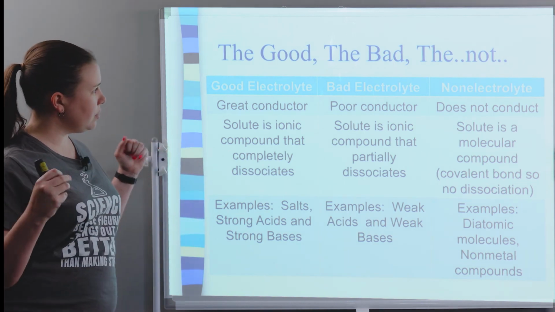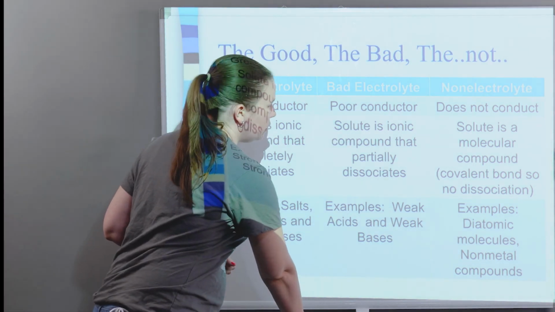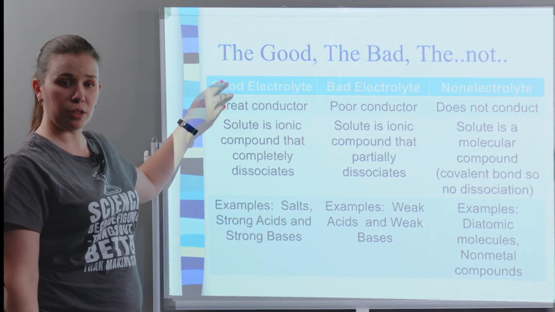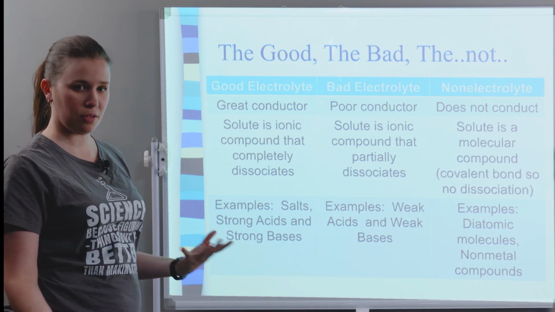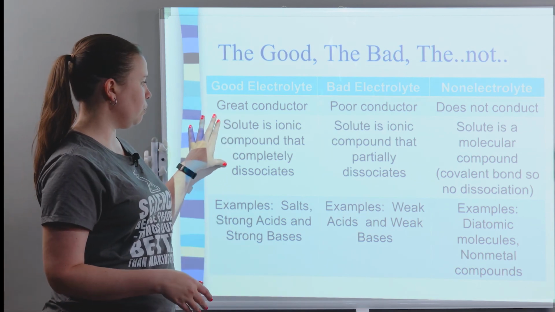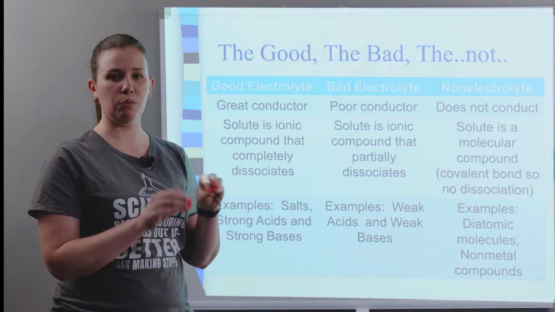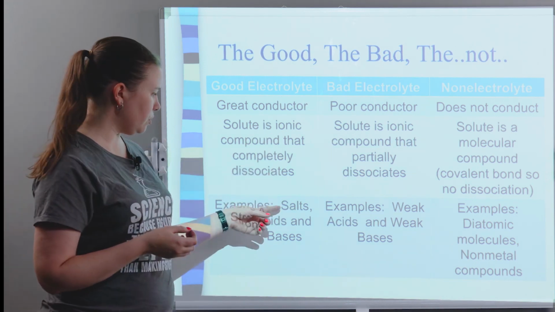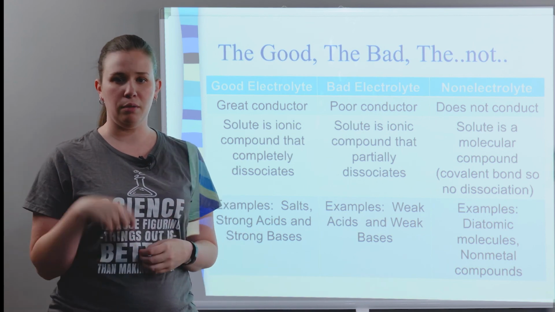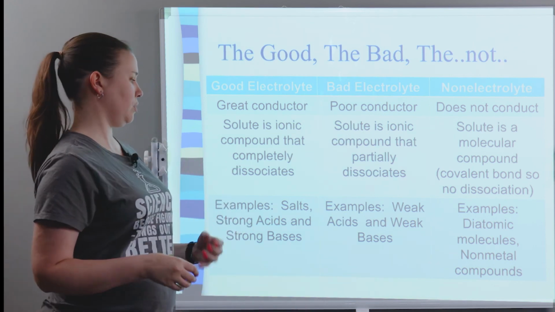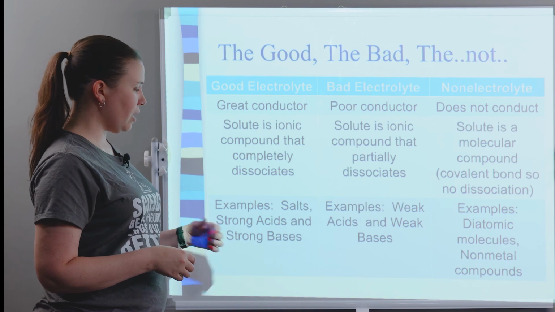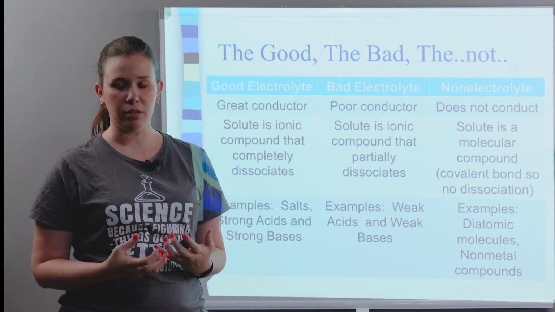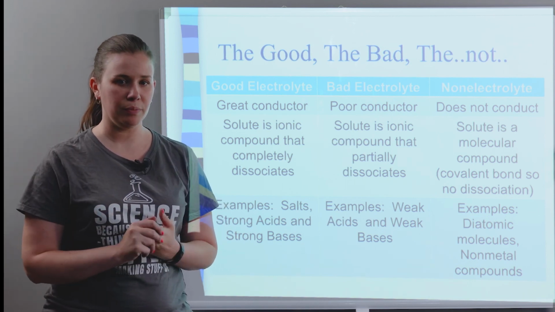So I have this kind of organized in a table. The good electrolytes are going to be really good at conducting electricity, hence their name. So these compounds are going to be ionic compounds that go through complete 100% dissociation. So your typical salts like sodium chloride or magnesium oxide should 100% dissociate. And then strong acids and strong bases will completely dissociate. And I'm going to give you a list in just a minute.